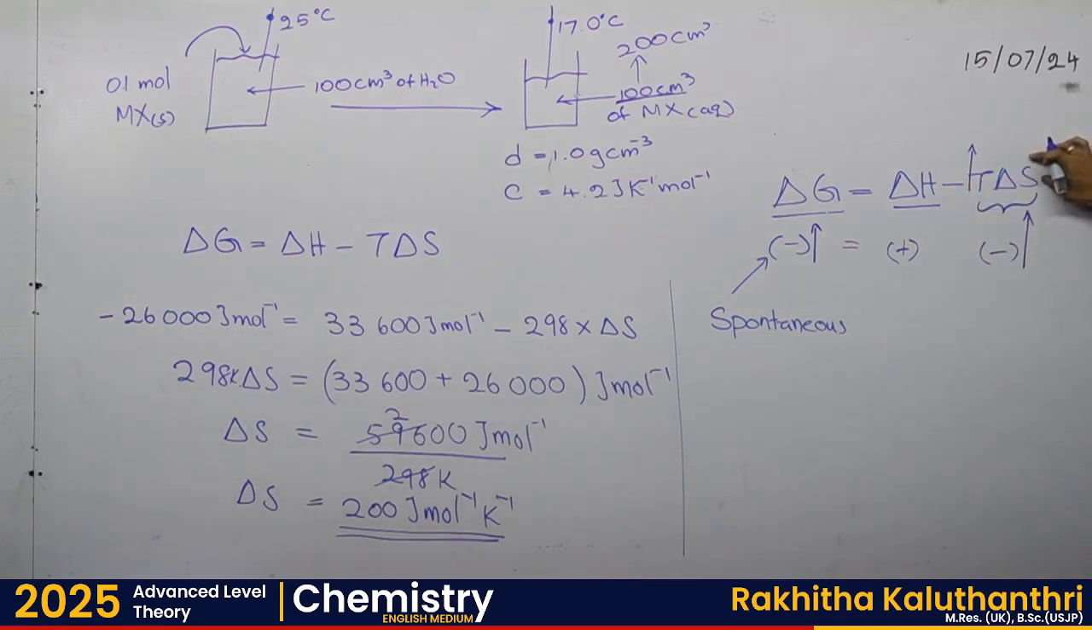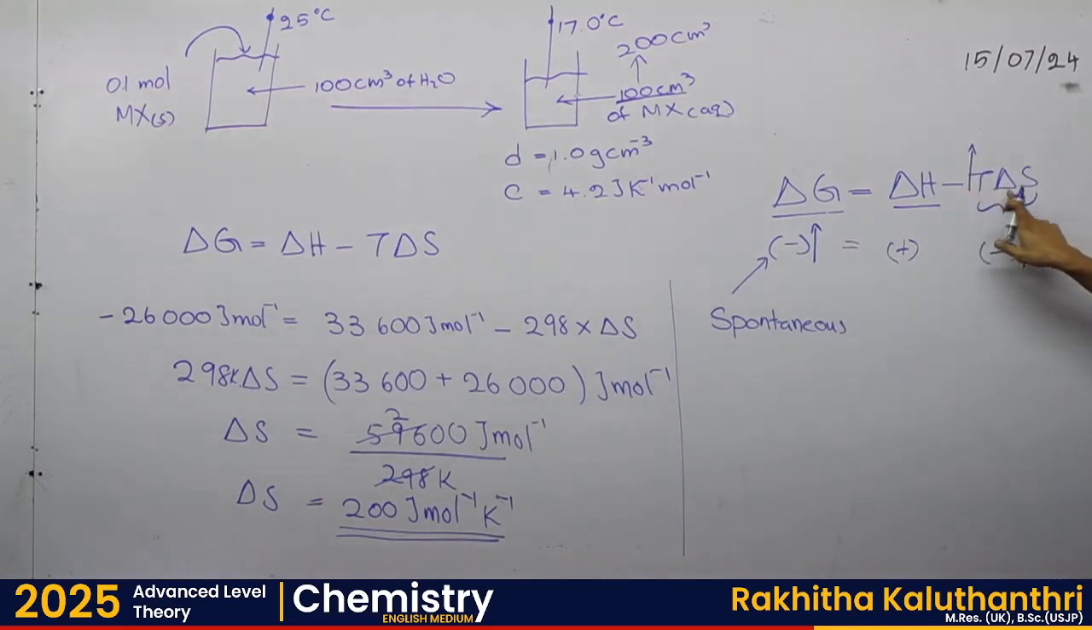If delta S was negative, you have a problem. Why? Because this is negative. Now imagine a negative temperature-related value multiplied by another negative delta S value. So negative will be positive. So then we have a problem. In this case we don't have that problem.